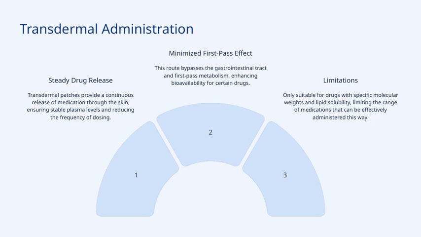Another important point is that this route bypasses the gastrointestinal tract and the first-pass metabolism in the liver. That means more of the drug actually reaches the bloodstream, which can improve bioavailability for certain medications. This is especially useful for drugs that are heavily metabolized when taken orally.